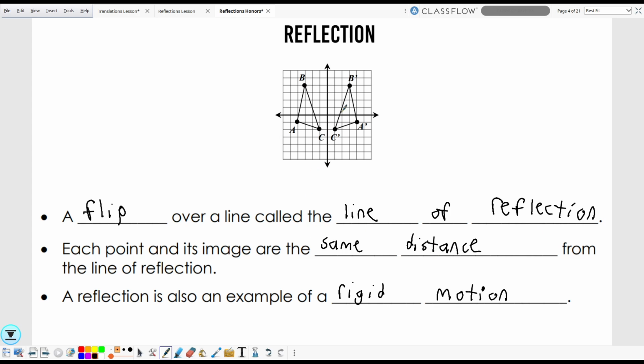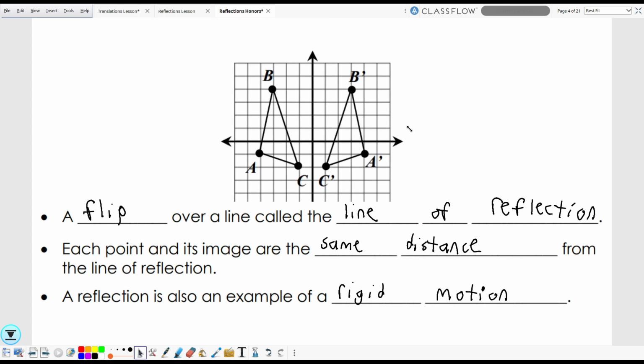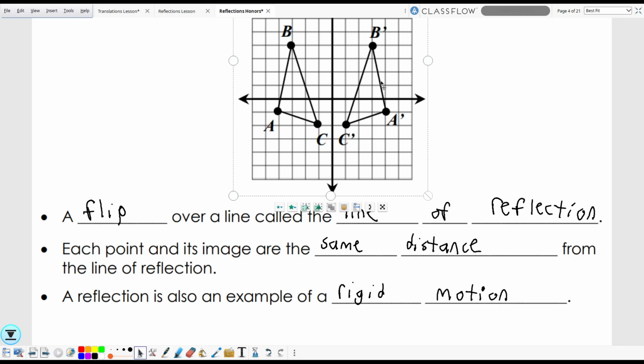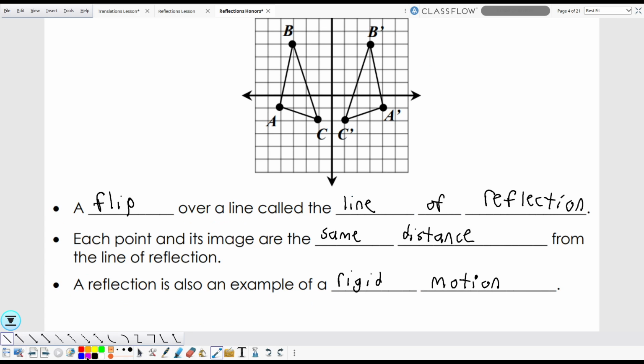So in this picture we have over here, our line of reflection is the y-axis, and you flip the triangle ABC over it to get the triangle A prime, B prime, C prime. And if you notice, I'll draw a little dotted line. Look at the distance from B to the y-axis. It's 1, 2, 3 spaces over. And how far away is B prime? Well, it's 1, 2, 3 spaces over.